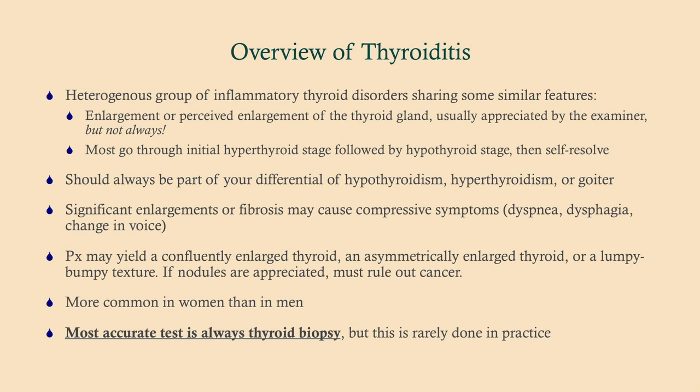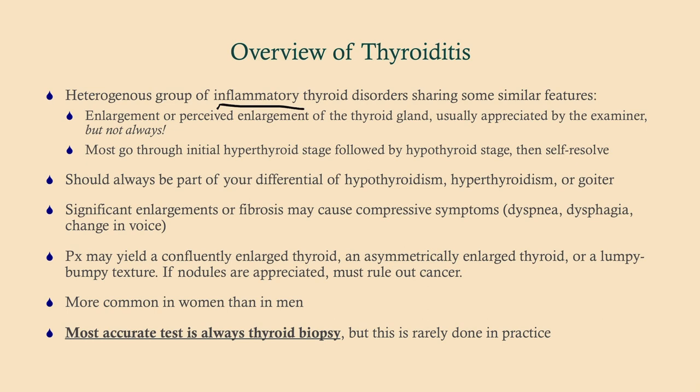Okay, so this is just an overview, some important information to know as we go forward and we take a look at each of these individual thyroiditides. So thyroiditis is a heterogeneous group of inflammatory thyroid disorders that share some similar features, but there are a lot of caveats. There is generally with thyroiditis an enlargement or a goiter of the thyroid gland, and typically you can appreciate it on the physical exam, but not always. So you're not always going to get a frank enlarged thyroid. Sometimes it might be enlarged, but you don't really feel it. Sometimes it's not enlarged at all.